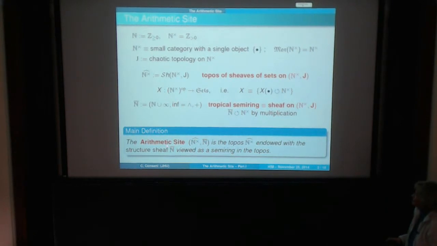And the main definition is that the arithmetic site is the datum given by this topos, which replaces a scheme, and the structure sheaf, which on a scheme is replaced by the fundamental object in this topos. So it is the pair of N hat cross and N bar.